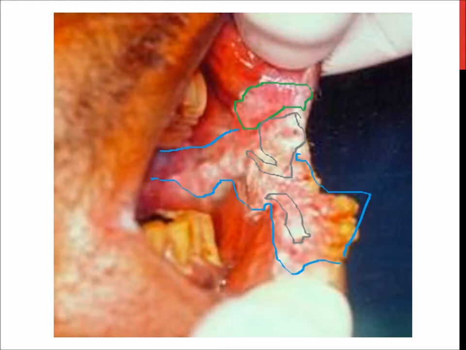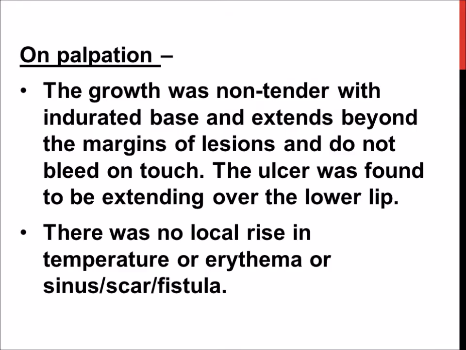Here now again a slightly ugly diagram to see, I know, but this green colored is your submucous fibrosis again. Gray areas are leukoplakias and the blue one is again the same ulcer, and in this image we can see that the ulcer is reaching inside the buccal cavity. This growth was non-tender, with an indurated base, a hard base which is going beyond the lesion. This is confirmatory now. If the induration is restricted to the lesion, the possibility of inflammation is more. But if the induration is going beyond the margins, it is again pointing towards malignancy. The ulcer was extending over the lower lip.